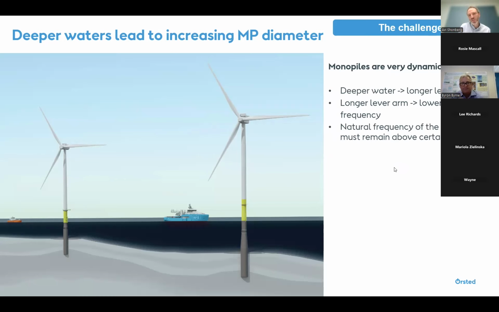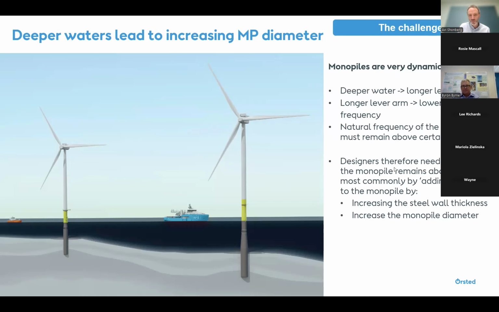But we need to keep those natural frequencies above certain limits. So normally what we do is we increase the stiffness of the monopile. And we can do that two ways. One is increasing the steel wall thickness, or the other one is increasing the monopile diameter. Increasing the monopile diameter tends to be more efficient in terms of steel use. So that's the path people have typically taken.